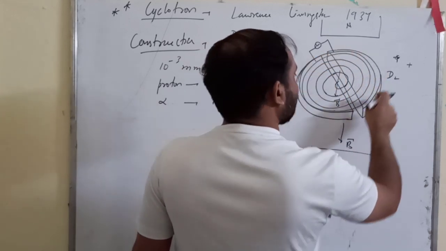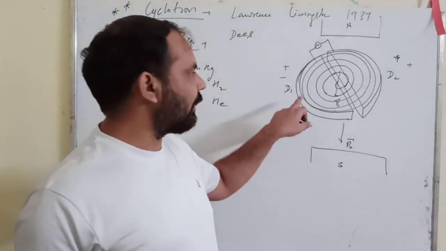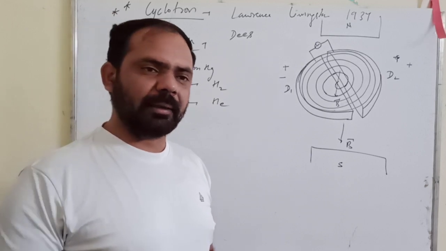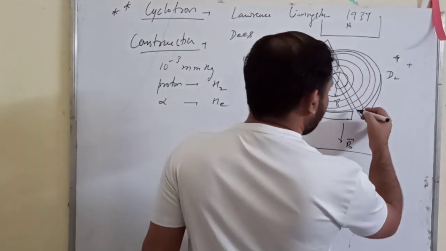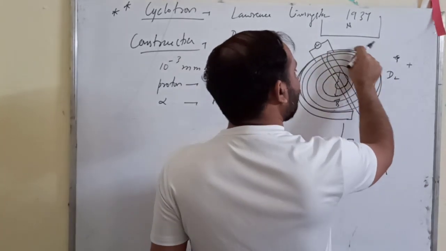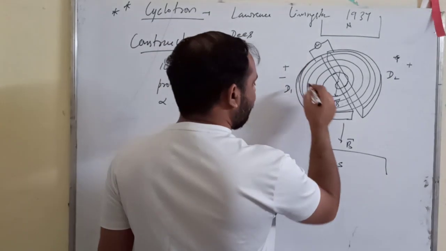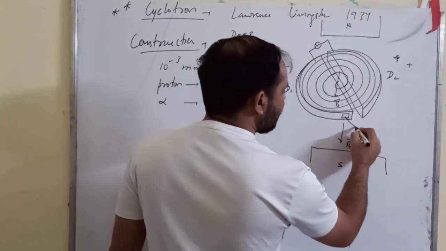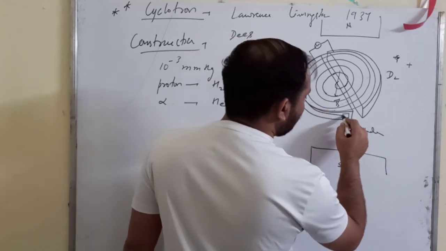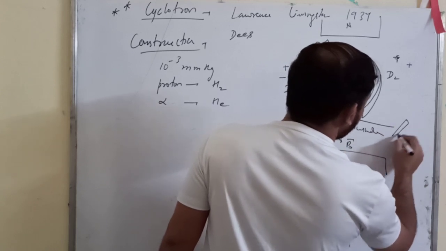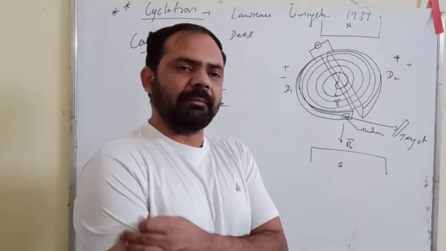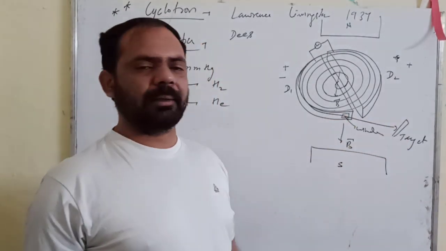Slowly and gradually it increases the radius of its circular path and goes on gaining velocity. Now what will happen at the last lap, when its radius is maximum and it is moving along the walls of the cyclotron? We place a window here. This is a window. This charged particle will finally come out of this window, with very high velocity, and will hit the target.